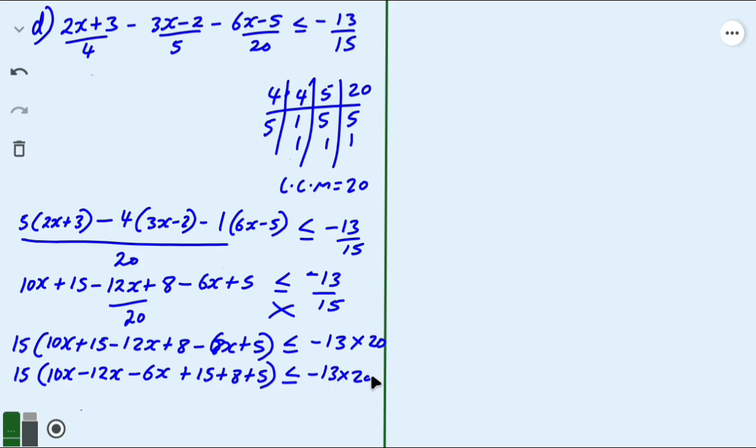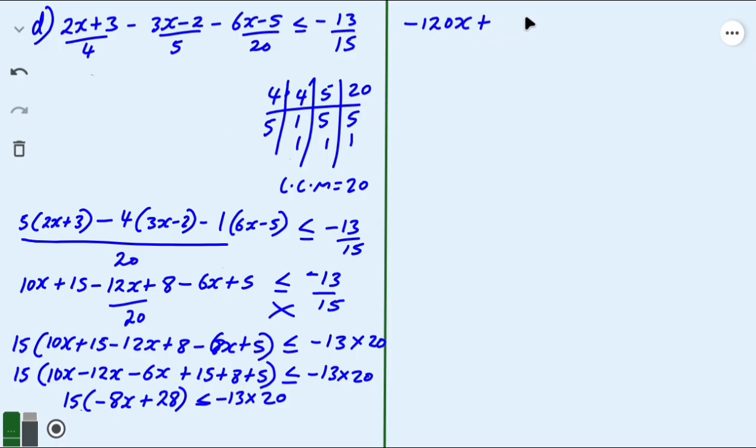13 times 20. So we have 15 open brackets 10x minus 12x will give me minus 2x. Minus 2x minus 6x will give me minus 8x. Plus 15 plus 8 will give me 23. 23 plus 5 will give me 28. Less than or equals to minus 13 times 20. Okay, so we can now proceed and say 15 times minus 8. This is going to give us minus 120x.